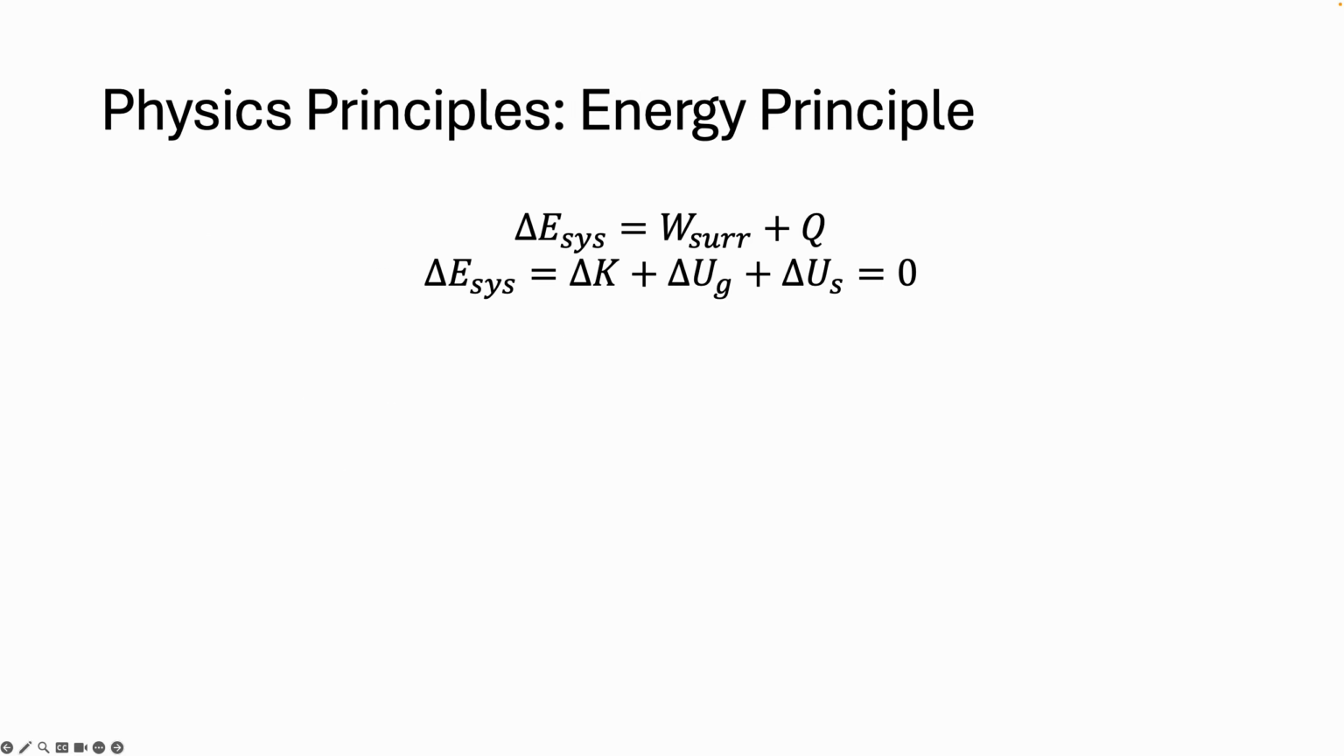Another physics principle we need to know is the energy principle, which says that the change in energy of a system is equal to the work done on the system, plus the change in thermal energy. By choosing the object, Earth, and everything as a system, the total change of energy can be 0. And we get that the sum of all the work done on the system is equal to 0.